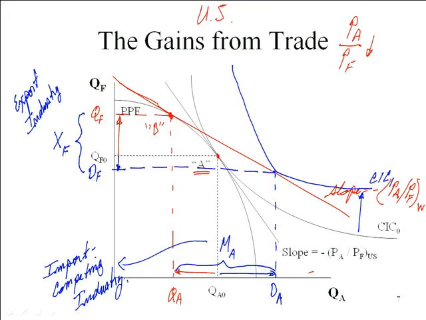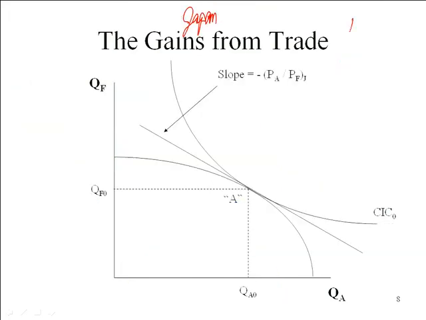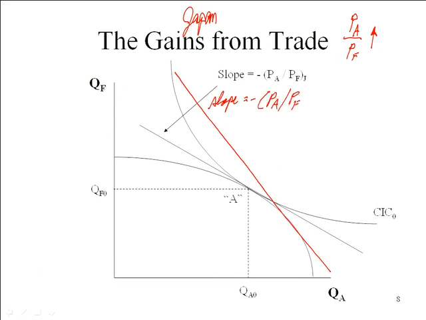Okay, so now let's think about Japan. So in Japan, the relative price of automobiles rose, which means that the slope of the ISO value budget line is now steeper, at whatever the new world relative price is. Because the relative price of automobiles has gone up, Japan will want to produce more autos. In order to produce more autos, they have to take some resources away from food production, so food production goes down. And the economy is now producing at point B.